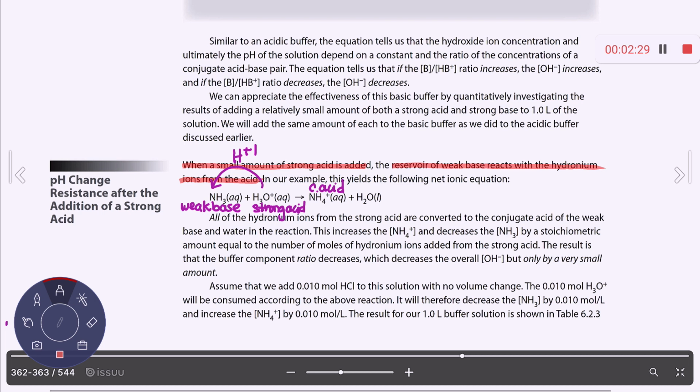Okay, so all of the hydronium ions from the strong acid will now be converted to the conjugate acid of the weak base. So the ammonium concentration goes up and the ammonia concentration goes down. That means that the ratio decreases. So that's why your hydroxide ion concentration decreases, but it decreases by a pretty small amount. Okay? All right, let's take a look at the next page.